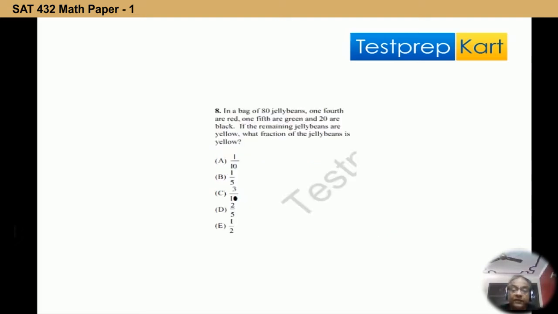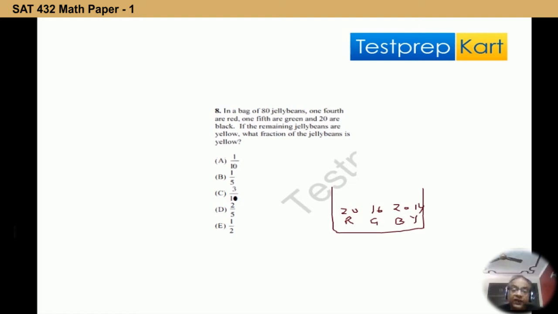Now, there are 80 jelly beans in a bag. 1/4 are red, 1/5 are green. So 1/4 are red means 20 are red. 1/5 are green means 16 are green. And 20 are black. So what is the total of these 3? This is 56. Okay. So the remaining are yellow, that means 24 are yellow.